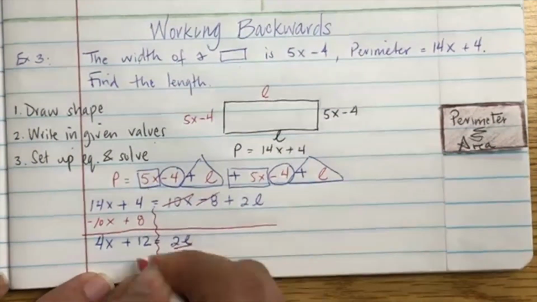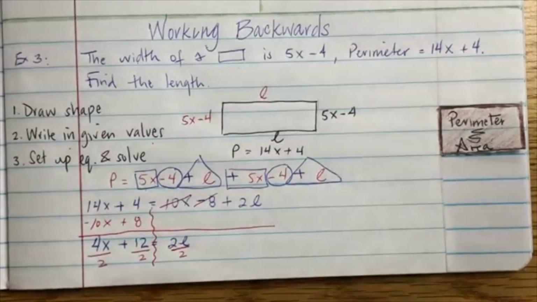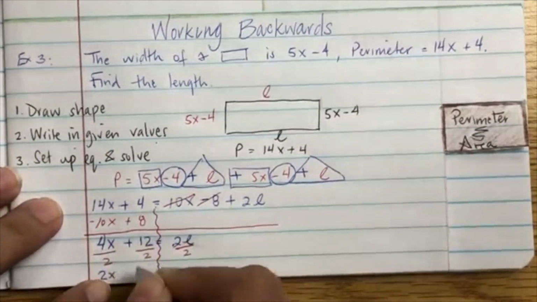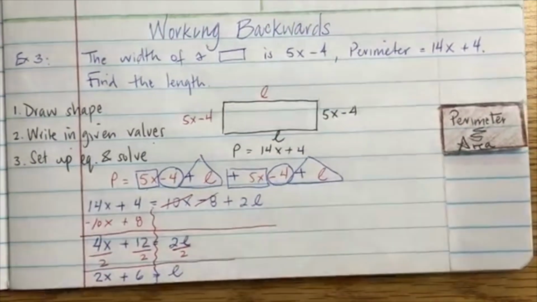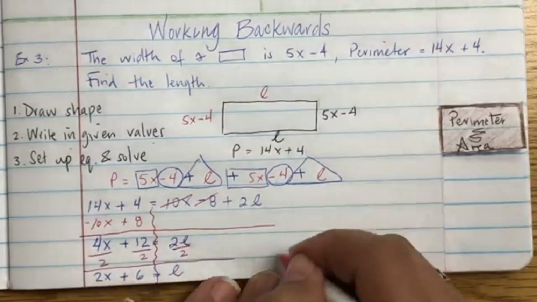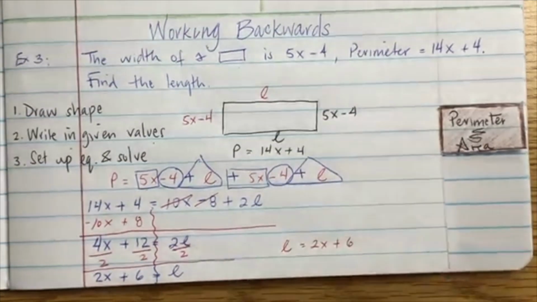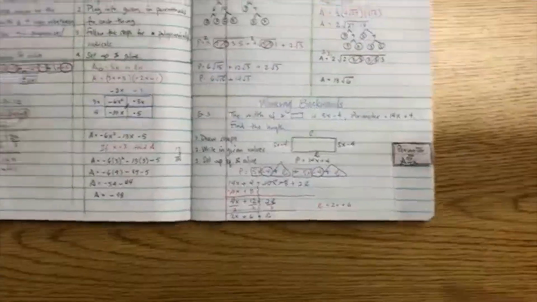How do I get L by itself? Divide by 2. So divide everything by 2. 4x divided by 2 is 2x, 12 divided by 2 is 6, and then 2L divided by 2 is just L. So that's my expression for the length. So you can always work backwards. Just plug it in and solve it. And that's pretty much it.